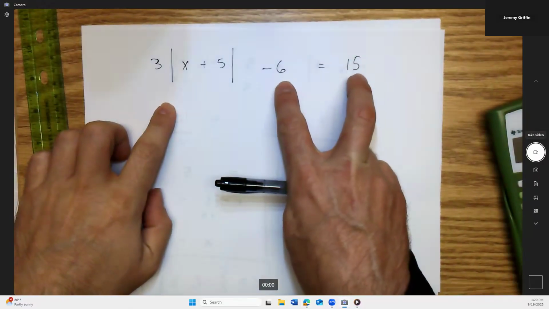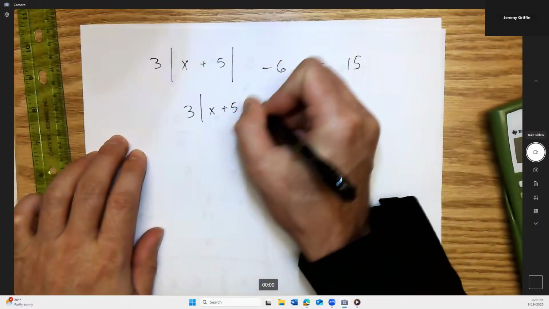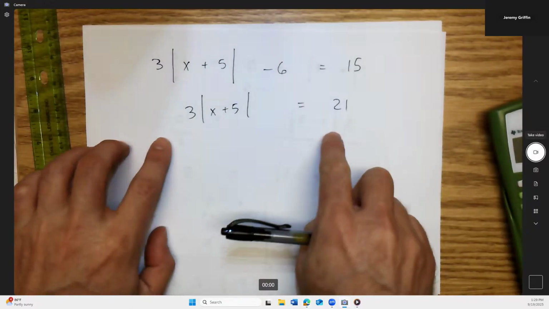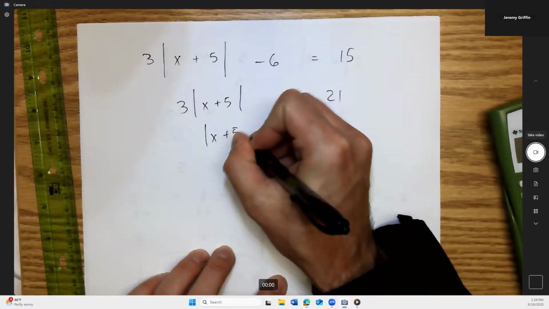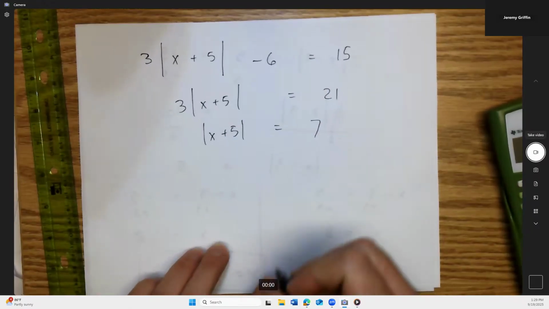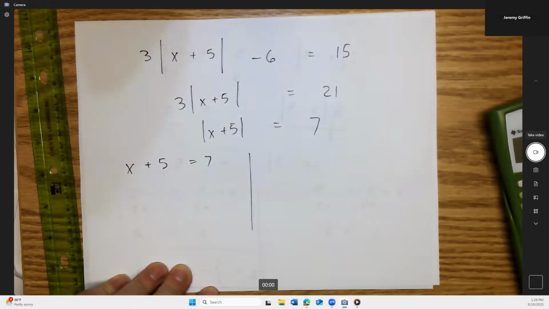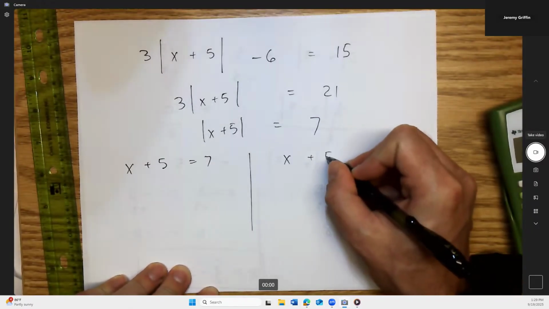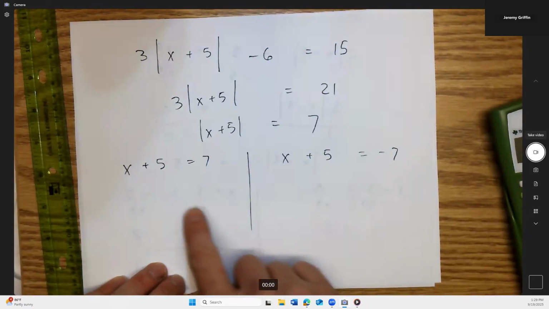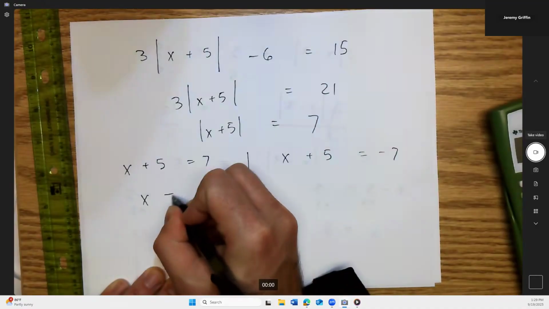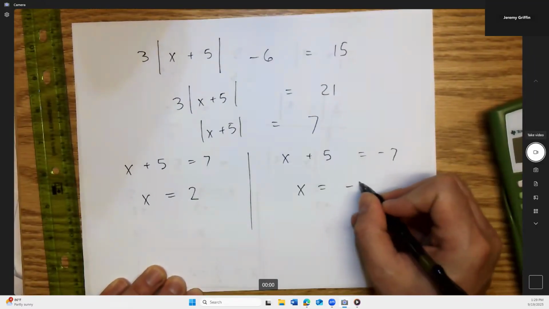Okay, so first step, add 6. Guys, what's 15 plus 6? 21. So 3 times something has to be 21, right? Then do what to both sides? Divide by 3. So this part right here must be 7. Now, here's where it splits. Could x plus 5 itself be 7? That would be fine. What else could x plus 5 possibly be? Negative 7, because that absolute value would also be 7. So then subtract 5 to get 2. Or subtract 5 to get negative 12.